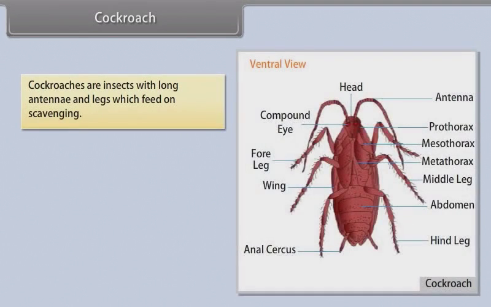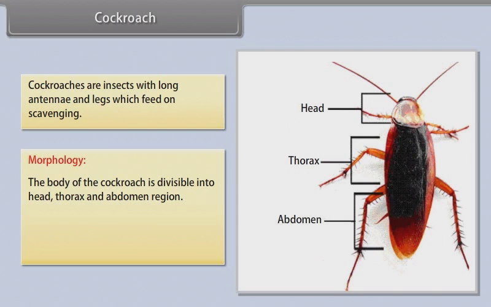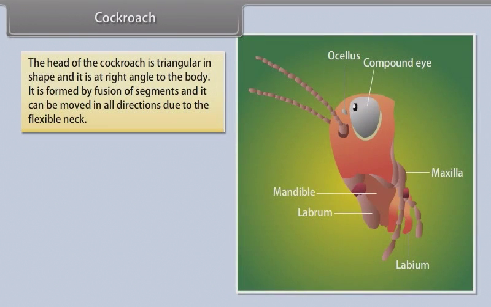Cockroach. Cockroaches are insects with long antennae and legs which feed on scavenging. Morphology. The body of the cockroach is divisible into head, thorax, and abdomen regions. The cockroach has sensory antennae which help them to monitor their surrounding environment. The head of the cockroach is triangular in shape and it is at right angle to the body. It is formed by fusion of segments and it can be moved in all directions due to the flexible neck.